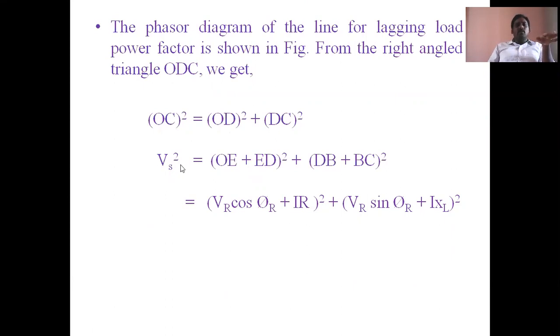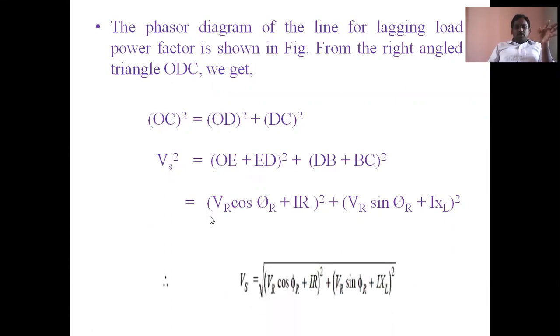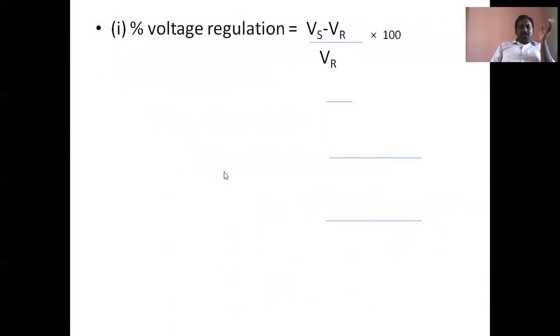From the phasor diagram, Vs square is like this, and finally Vs is equal to square root of, the square will come to the RHS side, square root of (VR cos phi R plus IR) whole square plus (VR sin phi R plus IXL) whole square. This is the expression for sending end voltage in the short transmission line.